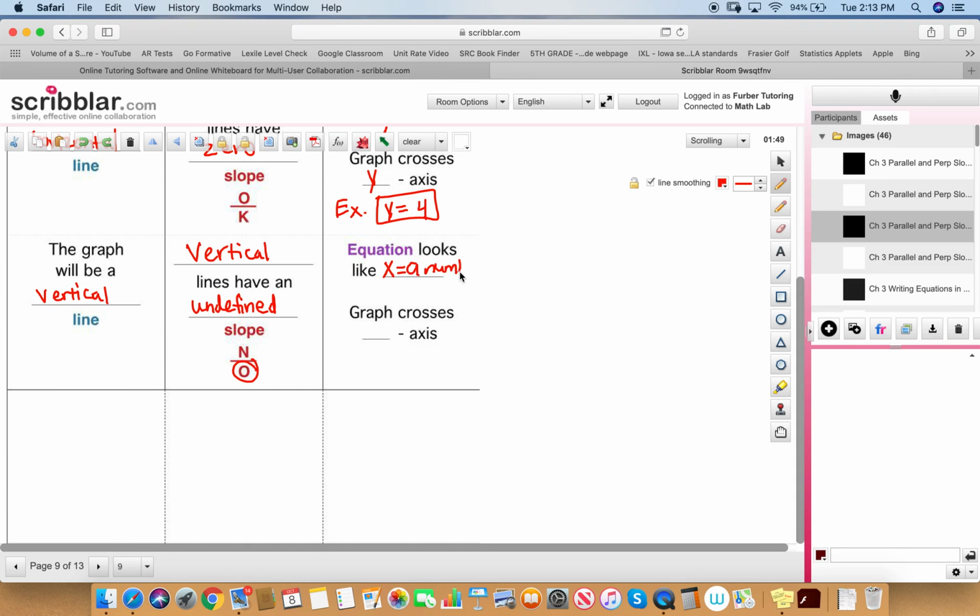x equals a number, and it crosses the x-axis. So for example, if you see x equals -1, that would be an example of a vertical line that passes through the x-axis at -1.